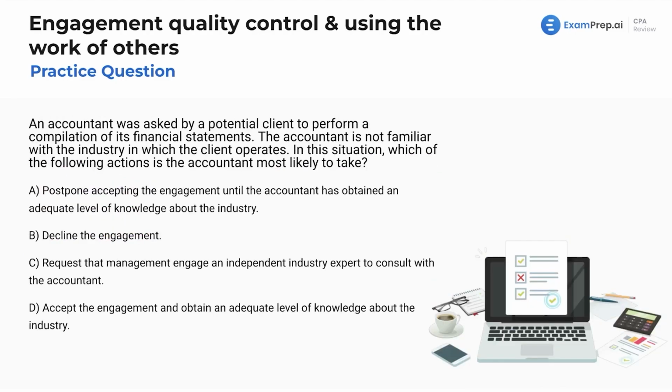An accountant was asked by a potential client to perform a compilation of its financial statements. The accountant is not familiar with the industry in which the client operates. Now, that sentence, I've seen that plenty of times. I'm sure you've seen it. If you haven't, you'll see it as we go through. Before even reading the rest, that always invokes the thought in my mind: you don't need to be an expert in the industry. You don't even need to know anything about the industry.